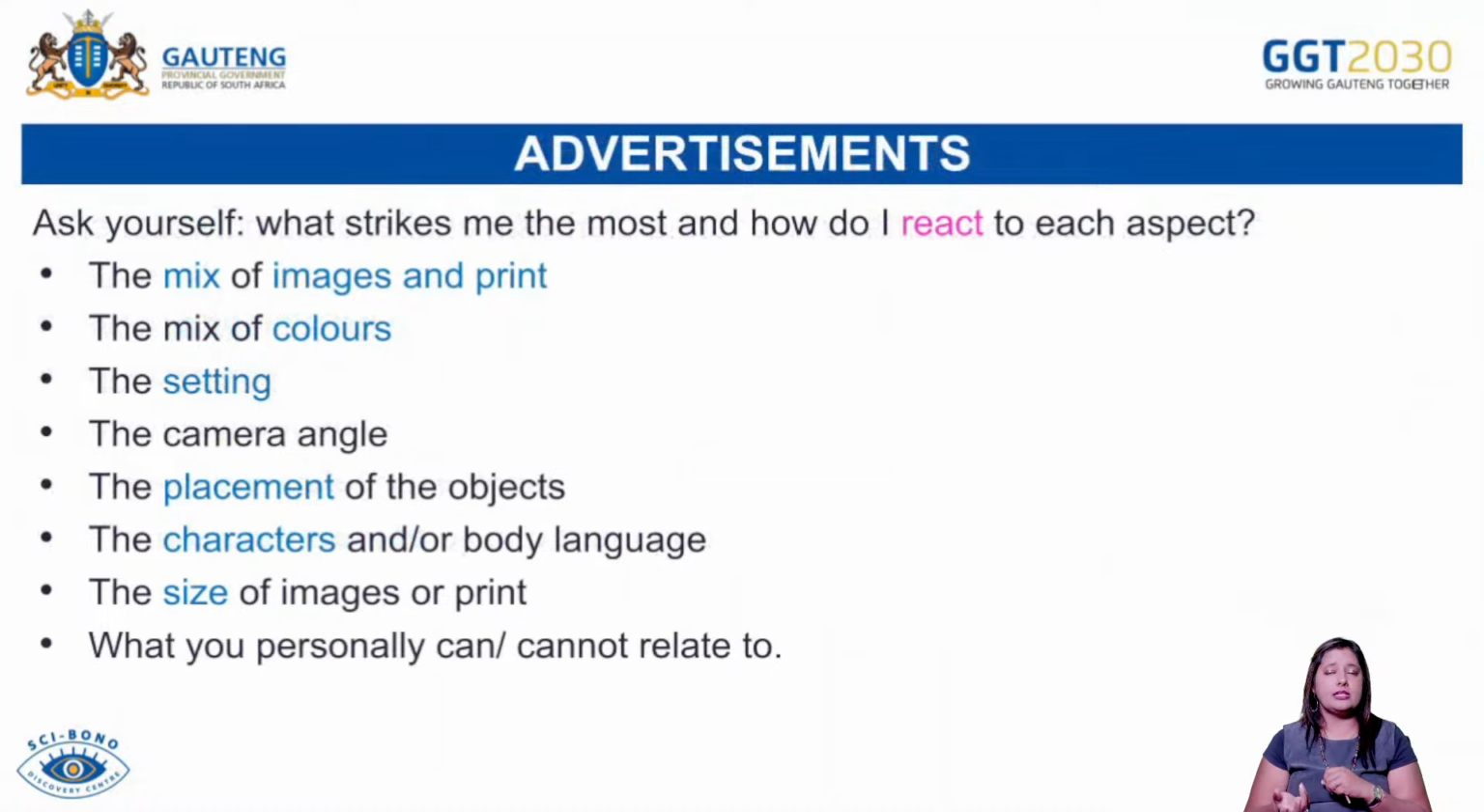Looking then at the characters within the text, their body language, their facial expression, obviously when something is being advertised, right? The size of the image or the print, and then what about this text? Make a note: can you personally identify with it? Either in a positive or a negative light, that's fine. But what can you identify with in the text that has been showcased to you? That is how you will work with analyzing advertisements.